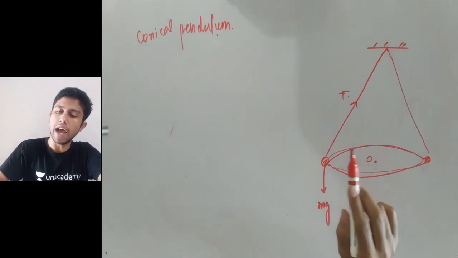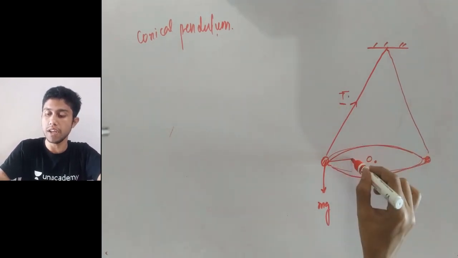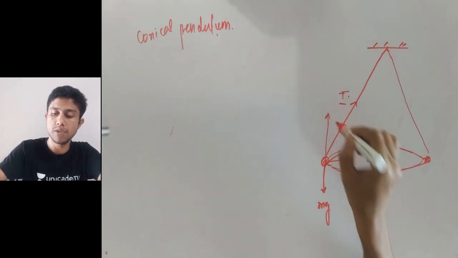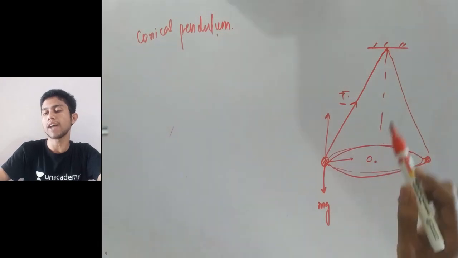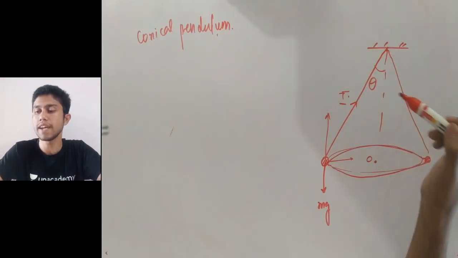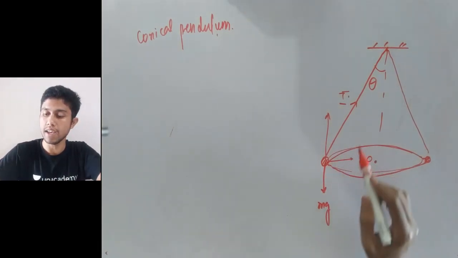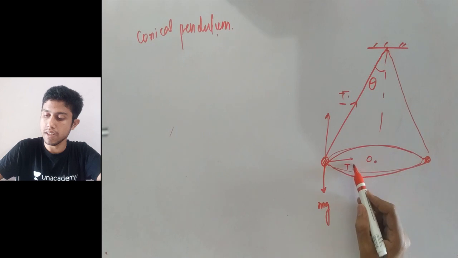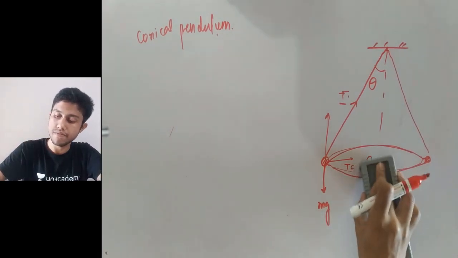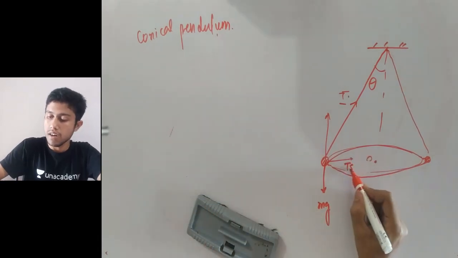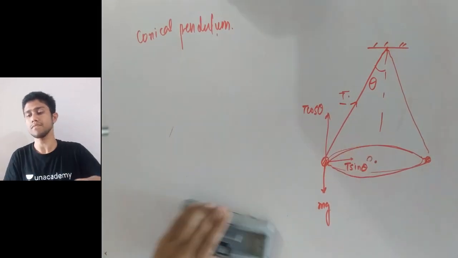Okay, so now I'll divide this tension into two components. One is the horizontal component and one is the vertical component. First, I shall denote a theta. So this is theta. So you can see here, this will be 90 minus theta. So it will be T sine theta, and it will be T cos theta.